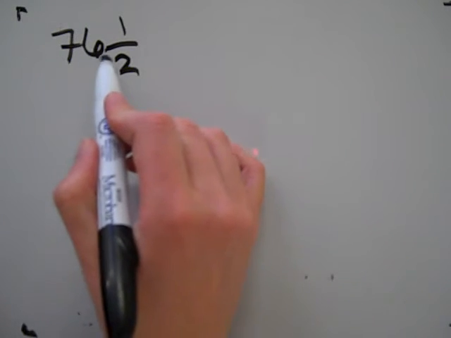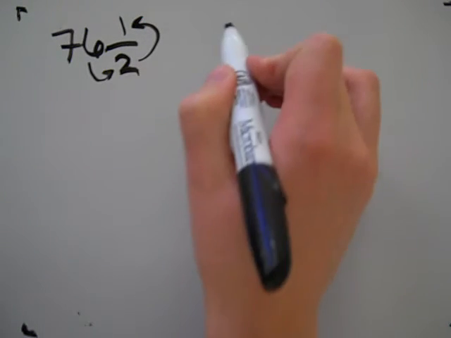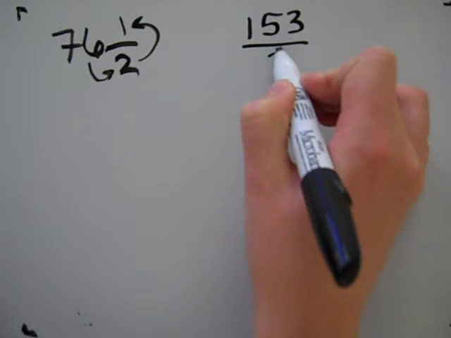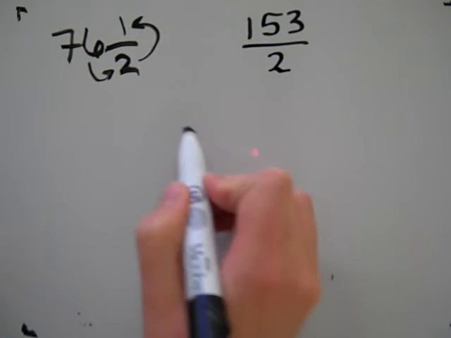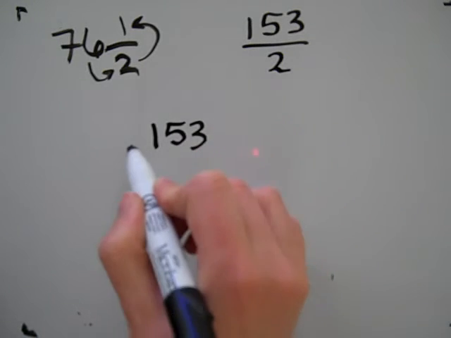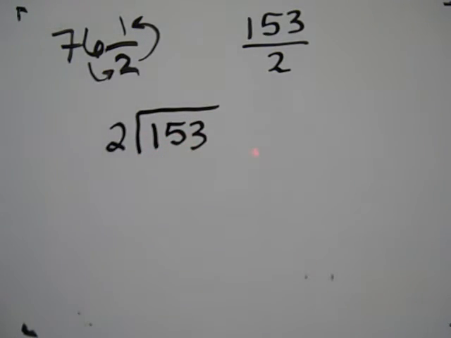I am going to turn the whole thing into an improper fraction. So 76 times 2 is 152, plus 1 is 153. So we have 153 over 2. Now I set up my division. I have 153 on the inside, because that's the numerator, divided by 2.